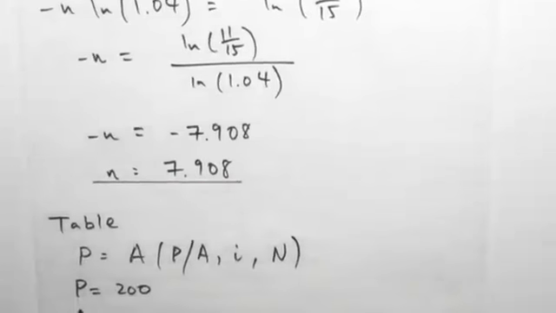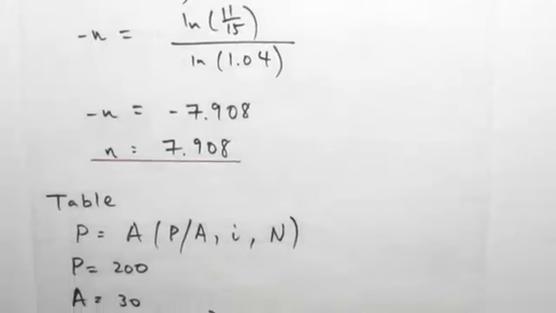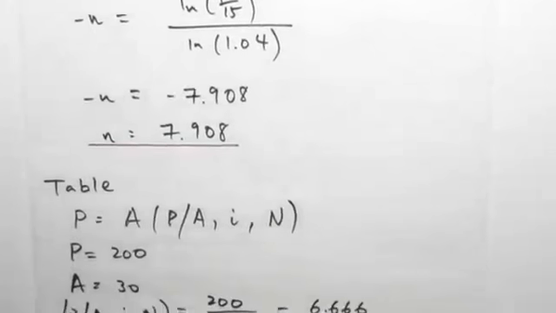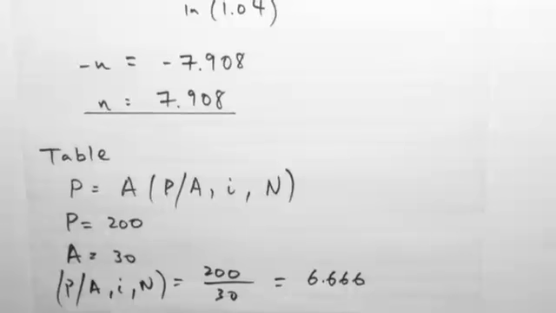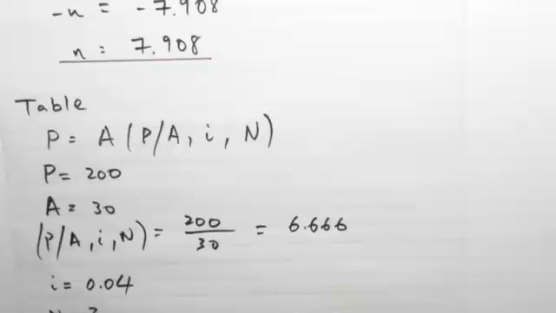Here we know our P is 200 and our A is 30, so we rearrange. We know that we're looking for find P given A, I, and N to equal 6.666. We know our interest rate is 4%. So now we go to the back of our interest rate table, look up the page for 4% interest rate, look at our find P given A column, and look for the N that is closest to 6.666.